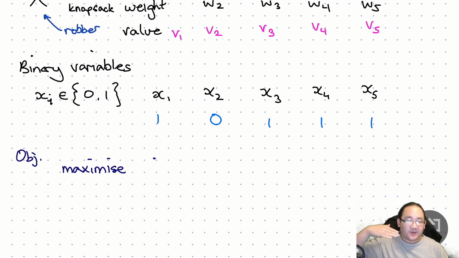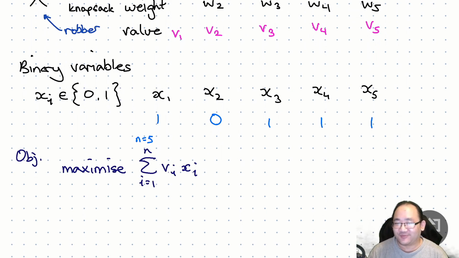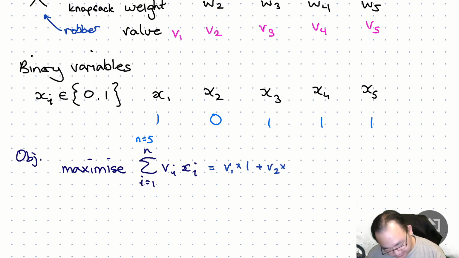When you think about it, and it looks like my mirroring software is taking a while to update, you want to maximize the summation of vi xi. The idea is, say you want to expand it. Using the configuration as above, you would get v1 times 1, because we're choosing x1 to be 1, plus v2 times 0 plus v3 times 1 plus v4 times 1 plus v5 times 1.